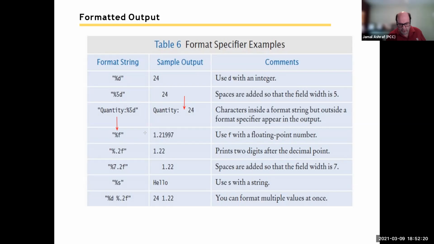%f is for float, which is a decimal, which is half of a double. If I put 0.2, it's going to give me 2 decimal points. If I say 7.2, it's going to use 3 over here, and then I'm going to have 4 spaces. 1, 2, 3, 4 spaces. So 7.2 is going to give me 4. One of them is used over here, so I'm going to have 3 spaces over here.